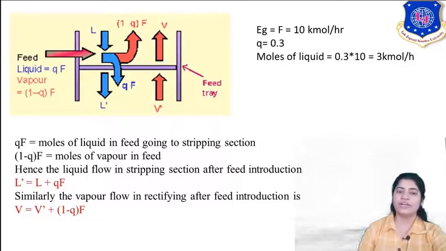Similarly, the vapor flow rate in rectifying section is what? So here we saw 1 minus QF, what is it? It is moles of vapor in the feed which goes into the enriching section. So similarly, the vapor flow rate in enriching section after feed introduction is what? V. V is the vapor flow rate in enriching section. So V bar is coming from down. Okay, so hence V is equal to V bar, that is vapor flow rate in stripping section, plus vapor which is present in feed. So that way you can relate V is equal to V bar plus 1 minus Q into F, where your 1 minus Q into F is the moles of vapor in the feed.